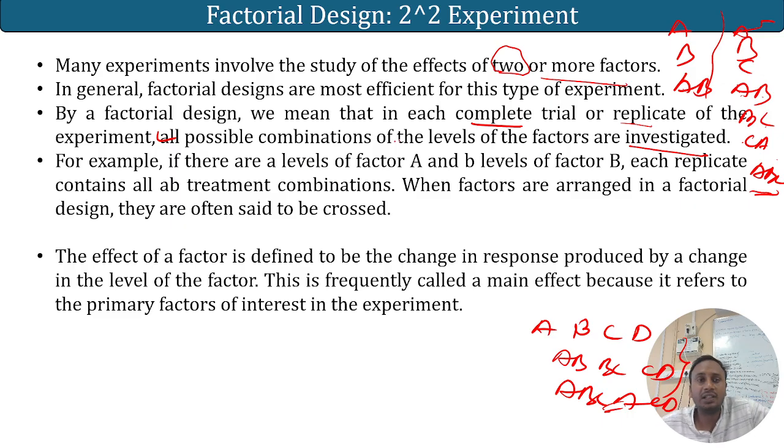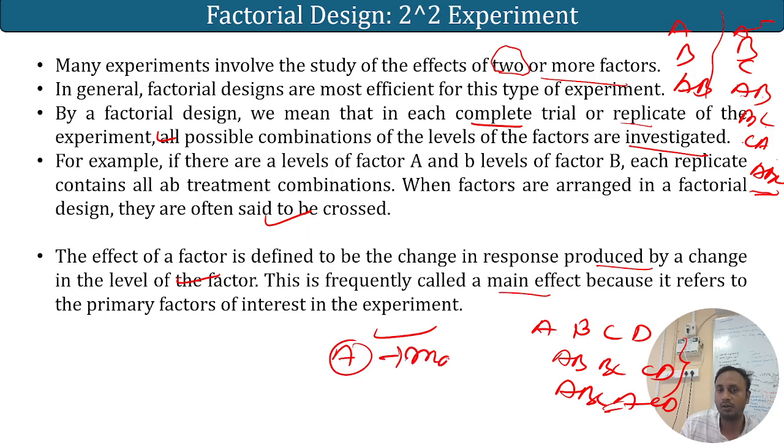So that replicates all AB treatment combinations. When factors are arranged in a factorial design, they are often called crossed. The effect of a factor is defined to be the change in the response produced by a change in the level of the factor. Means once A changes, B also changes, and B changes, A also changes. It's called the main effect because it refers to the primary factor of interest in the experiment. Like A alone will be called the main effect.